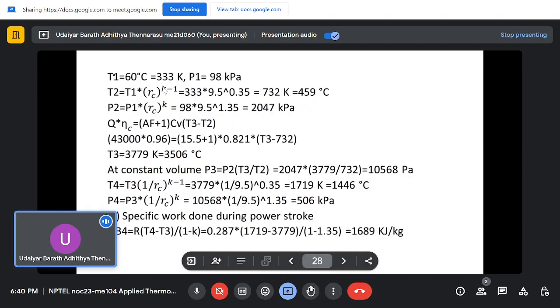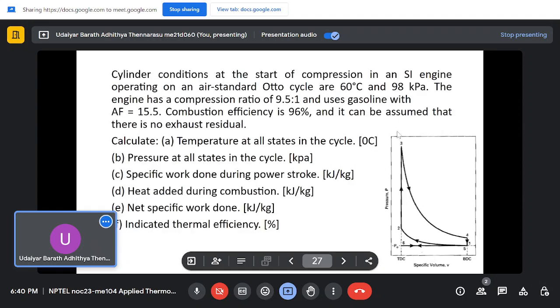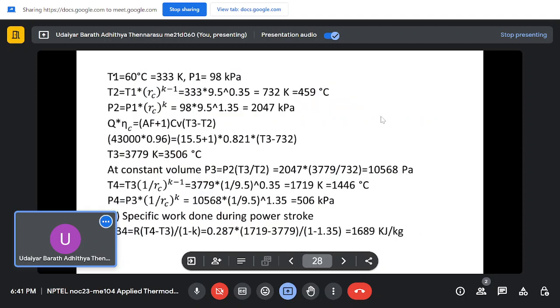So similar to how we calculate in state 2, we can calculate state 4. So T4 equals T3 by RC raised to K minus 1, because the volume at state 3 and state 4 is similar to state 1 and state 2. So we can straight away use the compression ratio, and we can calculate temperature 4. So T3 we have already calculated.